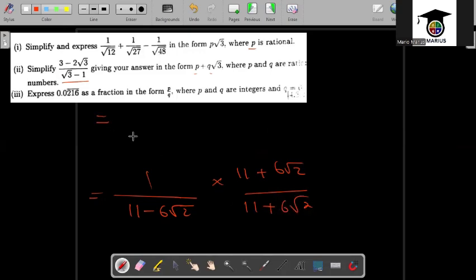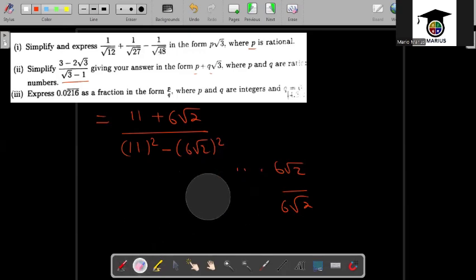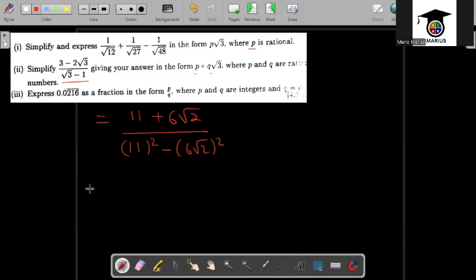Okay, from there, what do I get? On top, I still have 11 plus 6 root 2, since it's multiplying by 1. Then down there, what am I going to do? I'm just going to square this, then minus. You have 6 root 2, then you square it. So you just have here 11 by 11 gives you 121, right? Then minus.